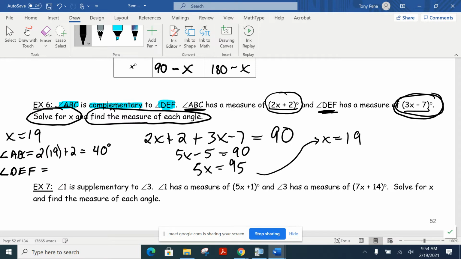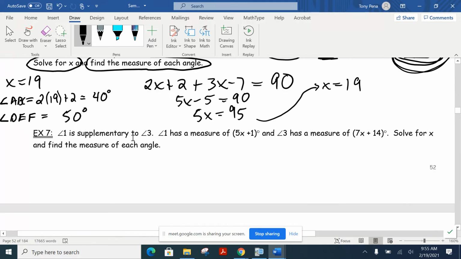Although, do we need to plug that into the expression? Let's not make this too difficult. What do we know DEF now has to be if the first angle was 40? It's got to be 50. Now, you could plug that in, but it's a little bit more work. It's probably easier to just do the 90 minus the 40 and know that the other angle's got to be 50. All right?